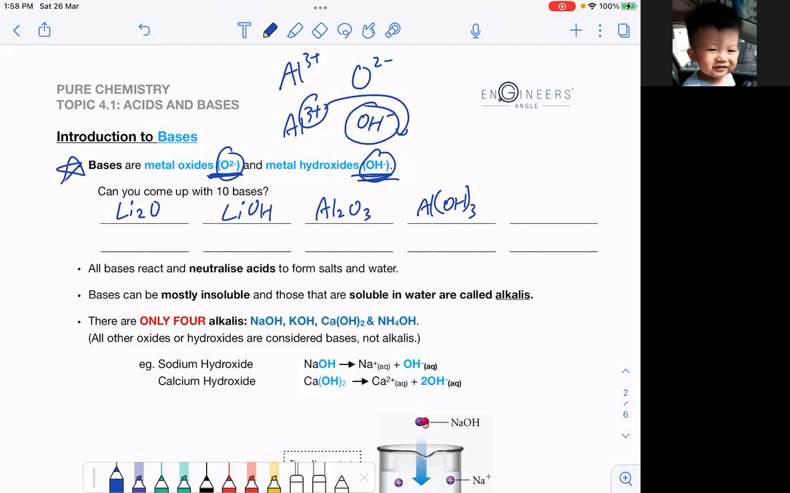Potassium oxide K2O definitely can. Beryllium oxide BeO definitely can. And anybody, if you're not sure, you totally can send it and ask me to check.